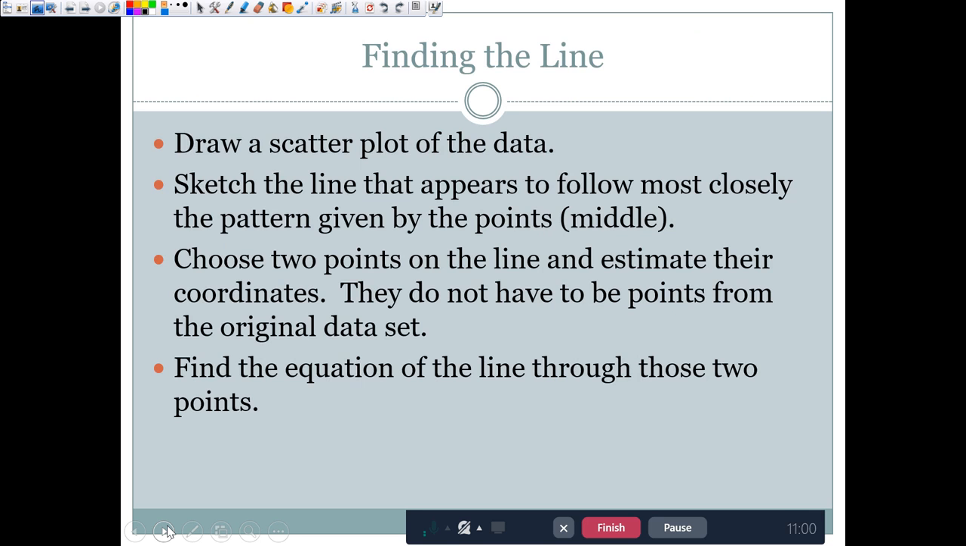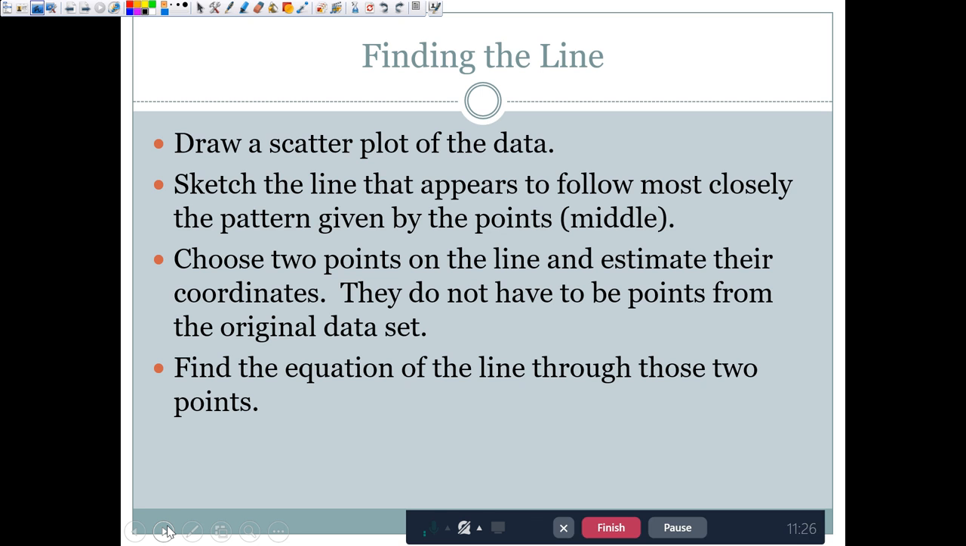Alright, so finding the line of best fit. So first you need to draw the scatter plot of the data. So you're going to plot the points, okay? Then you're going to sketch a line that appears to follow most closely to the pattern of the given points. So it needs to be in the middle. So again, it may not cross through any of the exact points, okay? It needs to have like an even amount above and below, okay? And again, everyone's line might be slightly different, so everyone's answer might be slightly different.